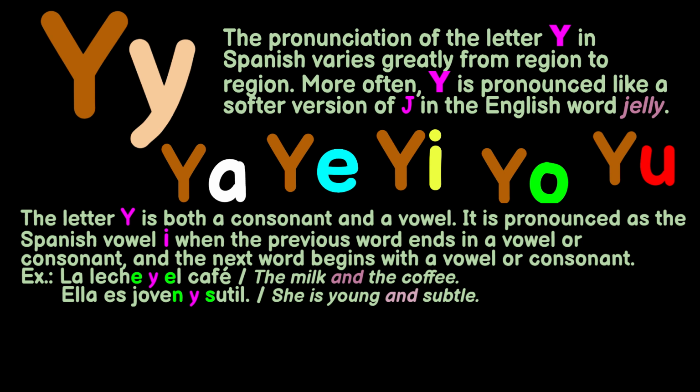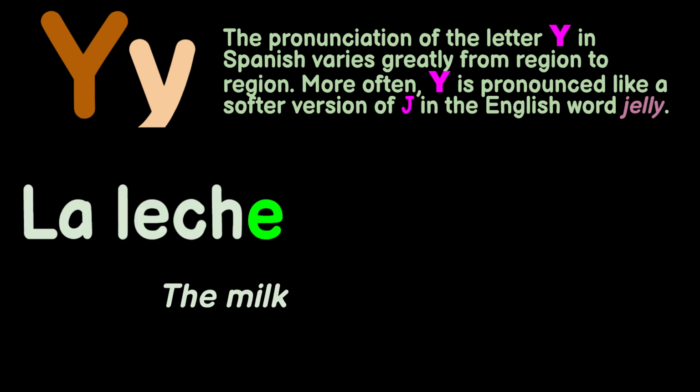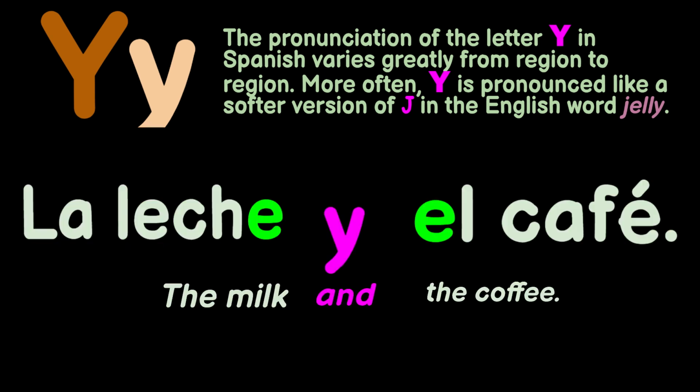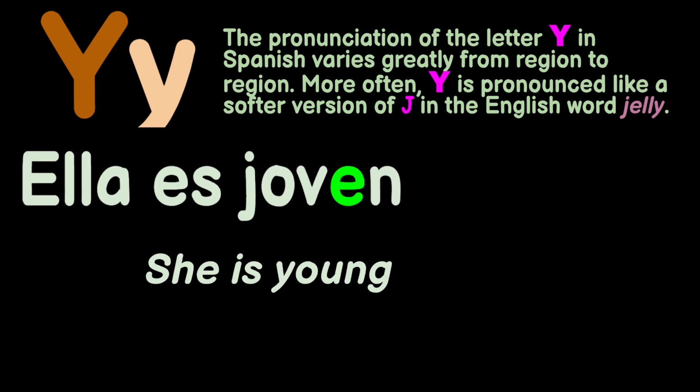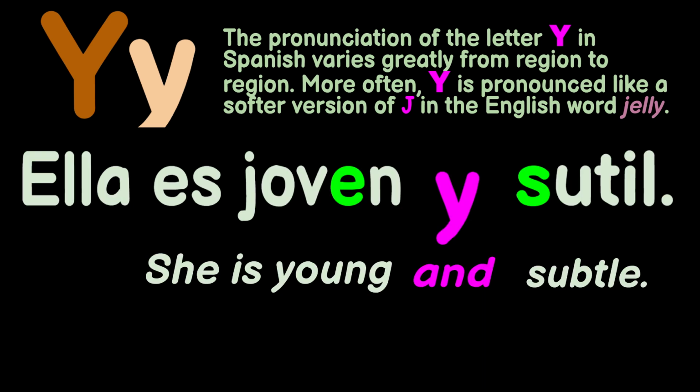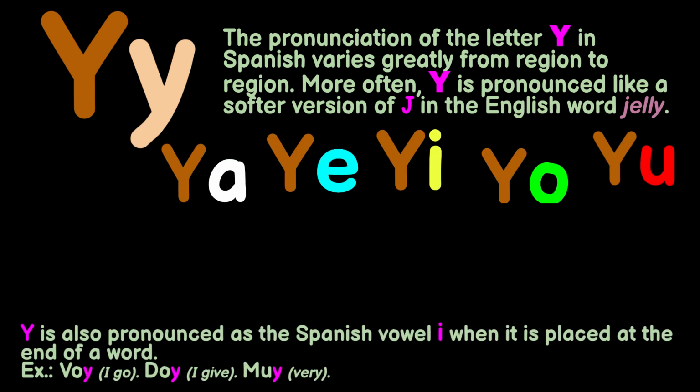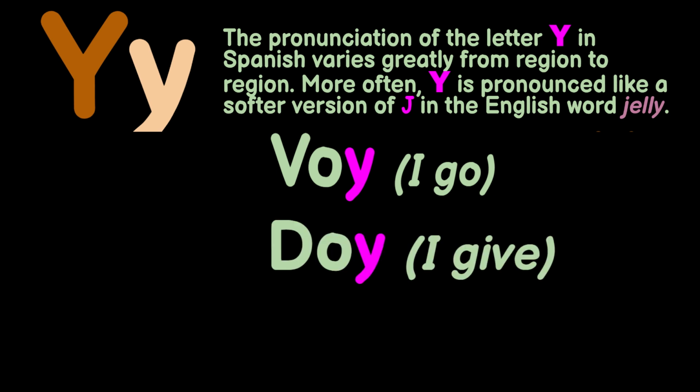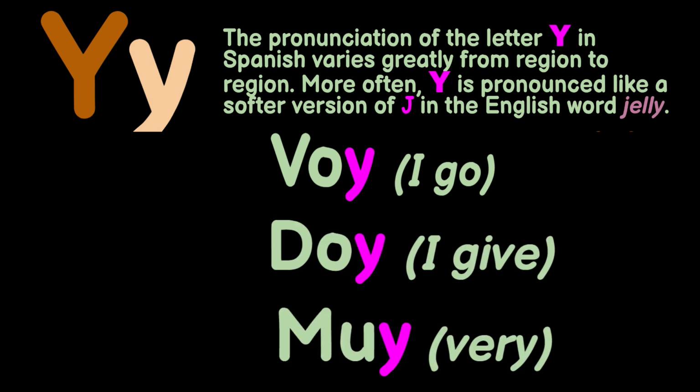The letter Y is both a consonant and a vowel. It is pronounced as the Spanish vowel I when the previous word ends in a vowel or consonant, and the next word begins with a vowel or consonant. La leche y el café. Ella es joven y sutil. Y is also pronounced as the Spanish vowel I when it is placed at the end of a word. Voy, doy, muy.